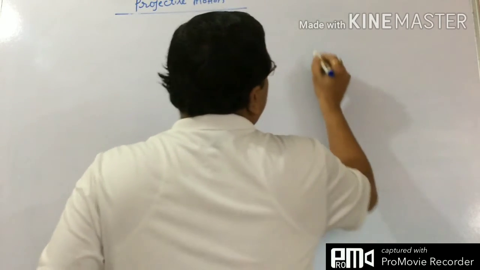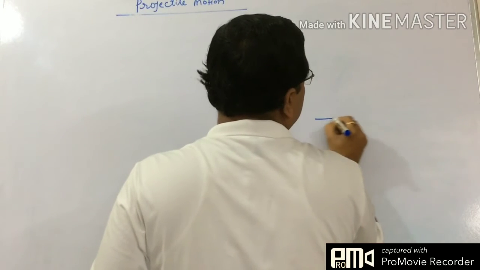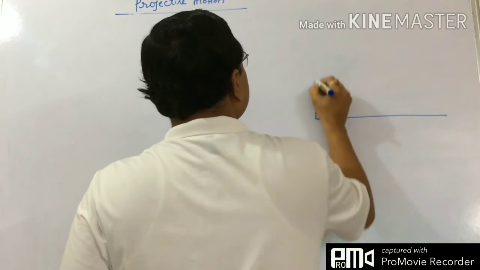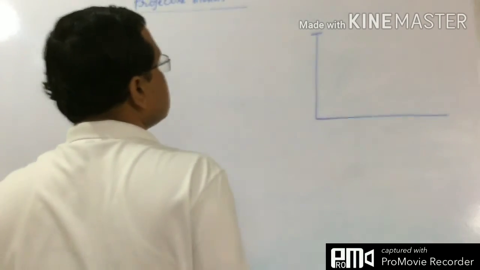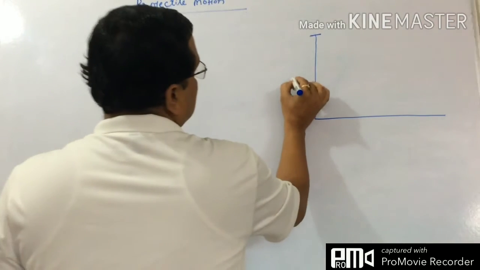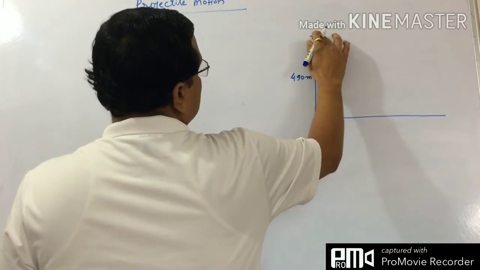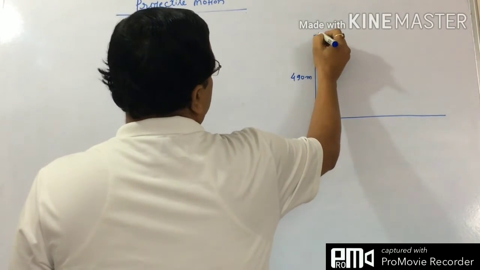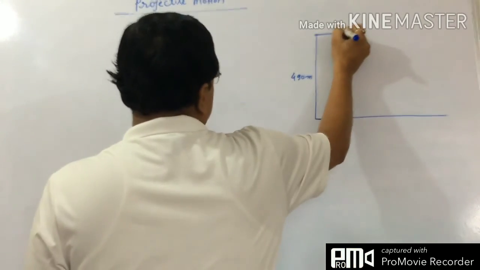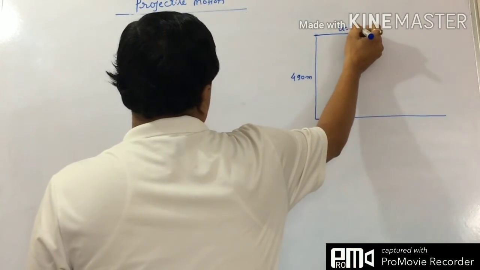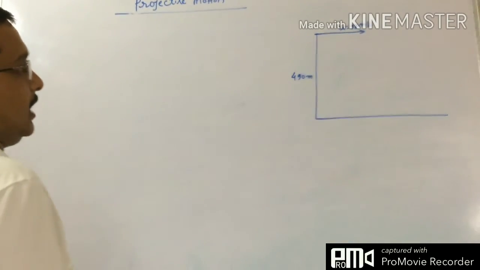Let's solve a problem. Suppose this is ground level, and suppose this is 490 meter height, and something is fired in a horizontal direction with u equals 98 meter per second. It is fired from here in the horizontal direction.